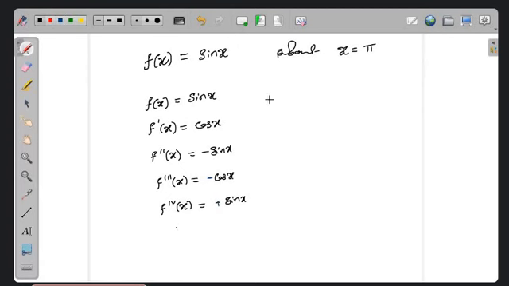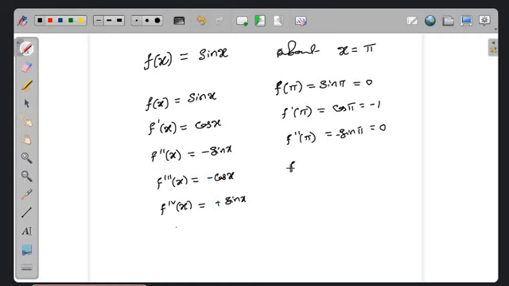Okay, and we can keep on writing like that. Now let me find f of pi. So f of pi is nothing but sin pi, but you know sin pi is 0. So f dash of pi, what is it? That is cos pi. Cos pi is -1, and the second derivative at pi is minus sin pi, that is 0. Third derivative at pi is minus cos pi, which would be minus of minus, that becomes plus 1.